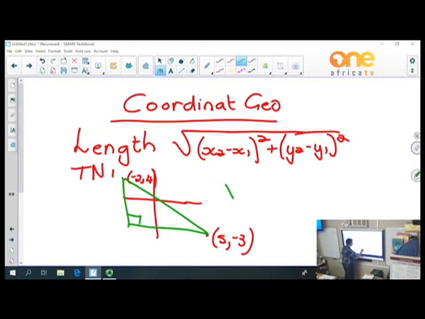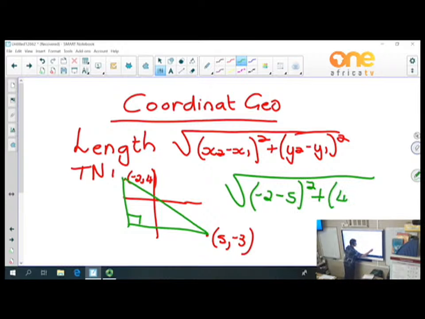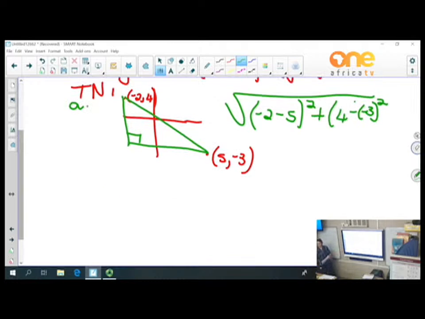So to do the calculation now, you're going to say negative 2 minus 5 squared plus 4 minus 3 squared. Now be careful with the signs here. And then you can calculate it. Okay, what is the answer? You need to use your calculator now to get those values. So 9.89, and that is then the length of that one.